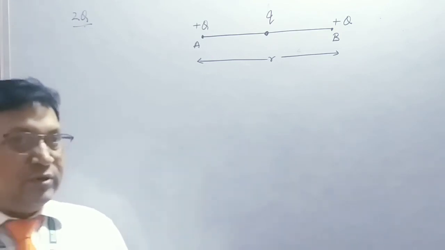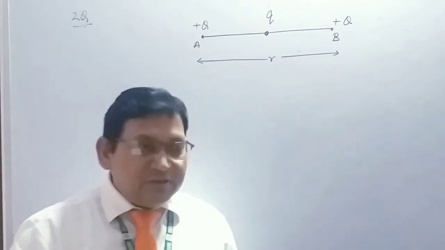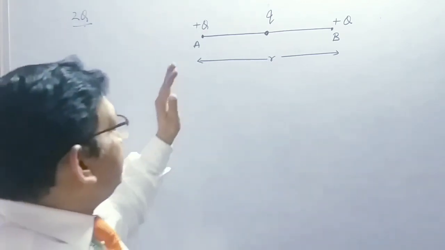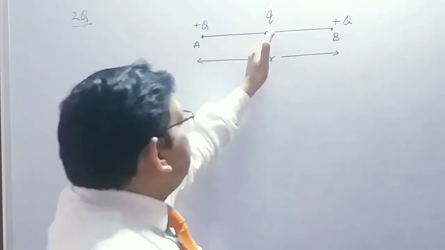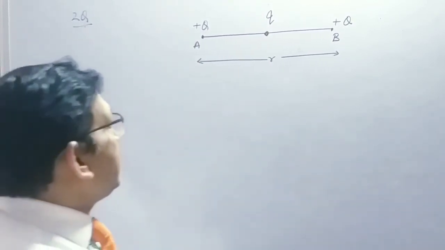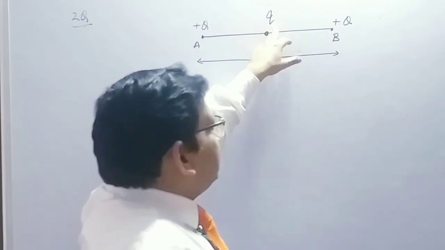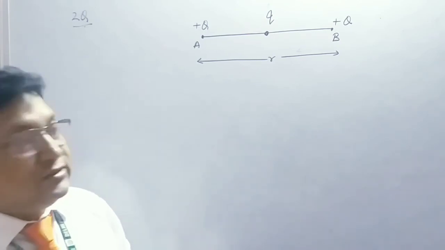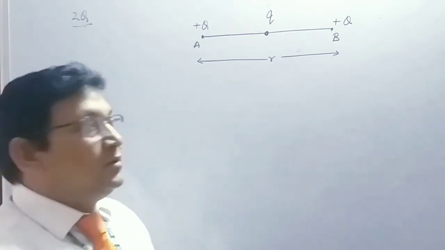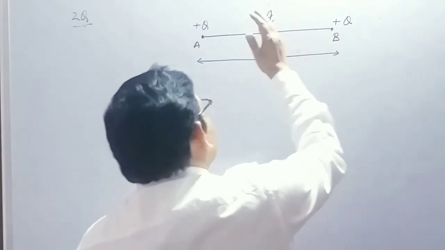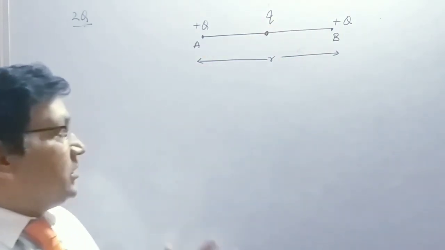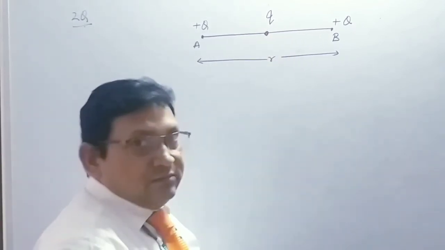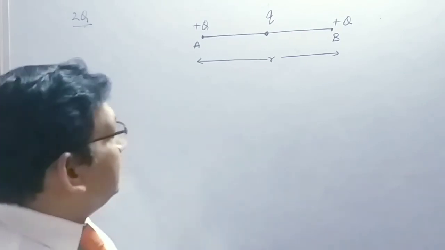What is the meaning of equilibrium? Once again I am explaining. Equilibrium means the net force experienced by each charge is zero. So what are the forces acting on this charge? First thing, if you are taking this q as positive charge, what will happen? The charge will not be in equilibrium. This charge exerts force to this side, this charge exerts force to this side. So the charge will not be in equilibrium condition. So first thing is that the q must be negative, right? So the q must be.